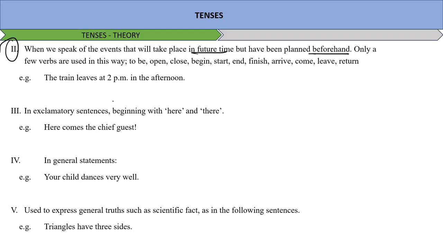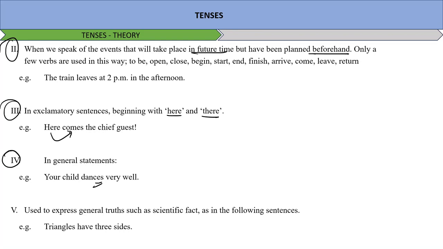The train leaves at 2 p.m. in the afternoon, already planned. It is also used in exclamatory sentences beginning with here and there. Here comes the chief guest. It is used in general statements like, your child dances very well. So you are basically praising someone, it's just a general compliment.